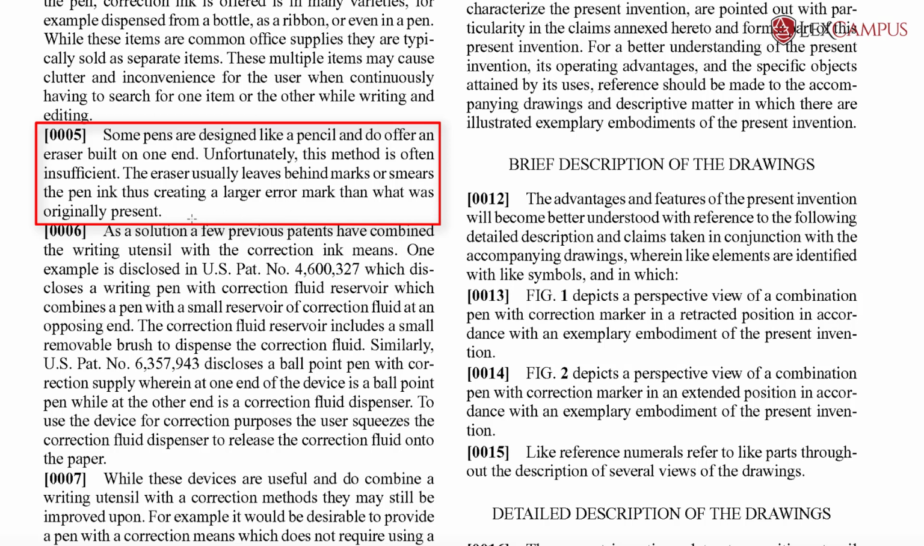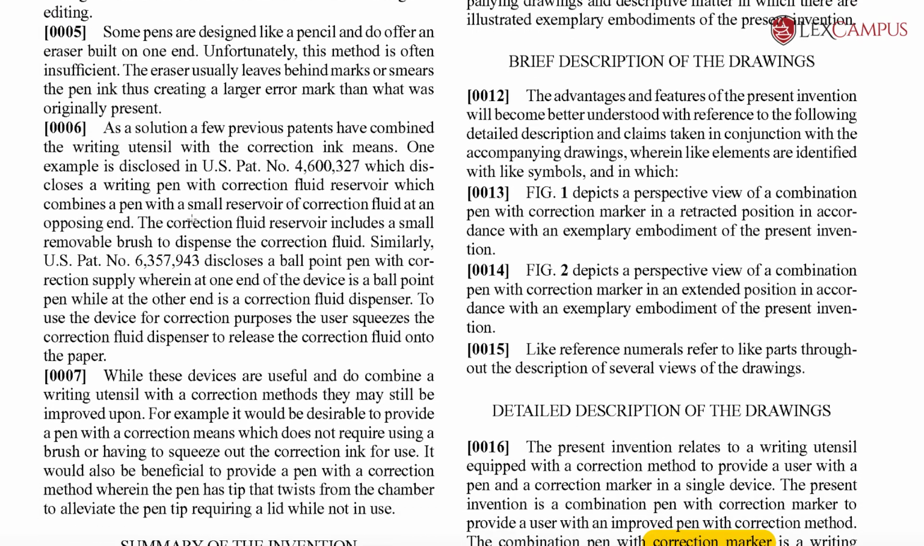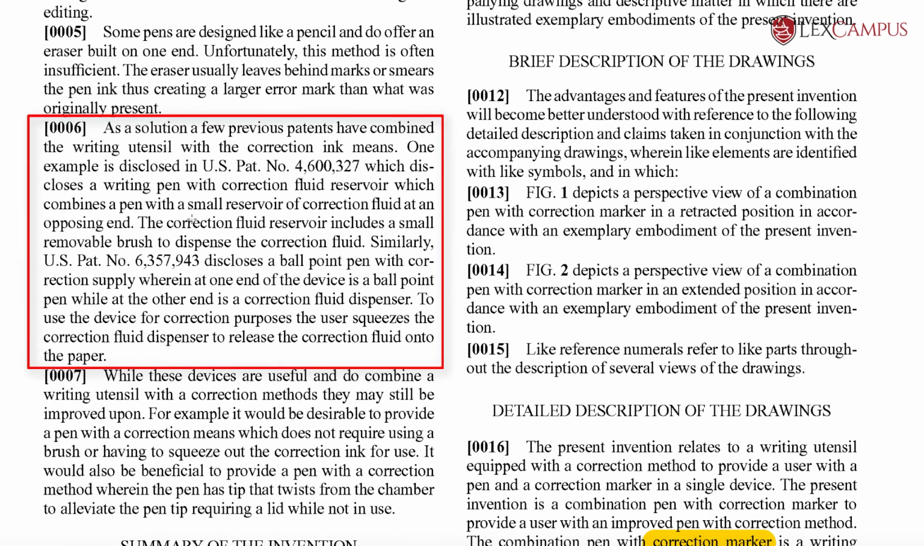So whenever you see this language, unfortunately, the problem with the existing art, it tells us that they are trying to define a problem in the prior art. The eraser usually leaves marks behind or smears the pen ink, thus creating a larger error mark than what was originally present. So they bring out a problem in the eraser. Para 6. As a solution a few previous patents have combined the writing utensil with a correction ink means.